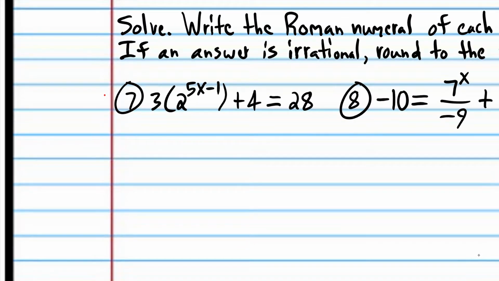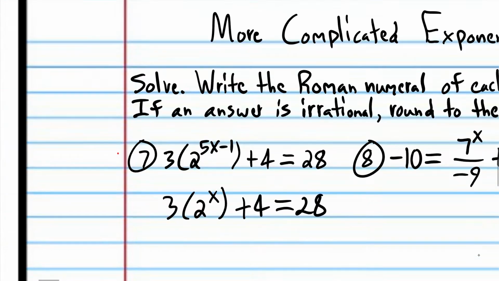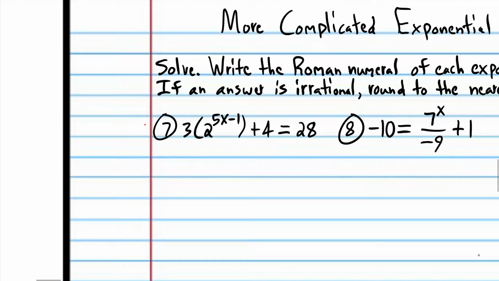So we have to isolate this exponential expression. It's not isolated because the 4 and the 3 are next to it. So I'm going to get rid of that 4, subtract 4 from both sides.